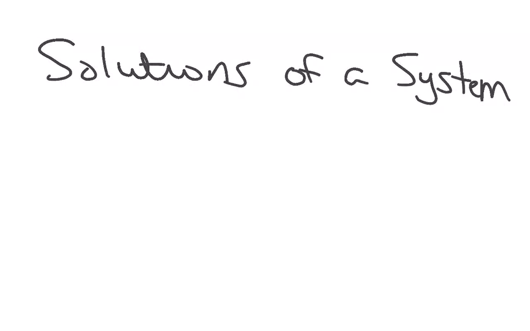This video is about solutions of a system of equations, and so this means that we're looking at when we have two linear equations and how do we know there is a solution to that system. There's three things that can happen, so let's look at some examples to understand this more.